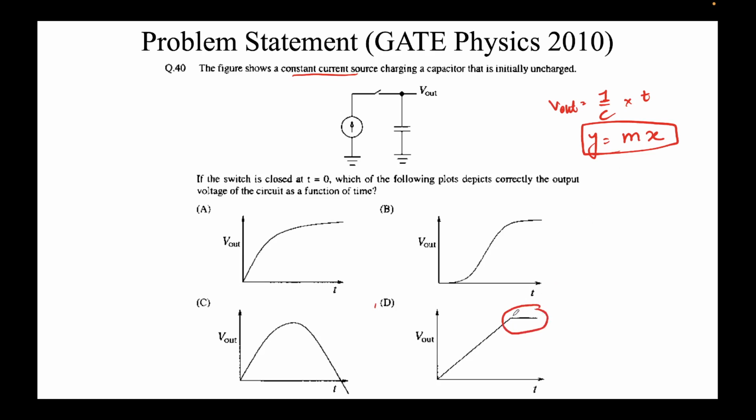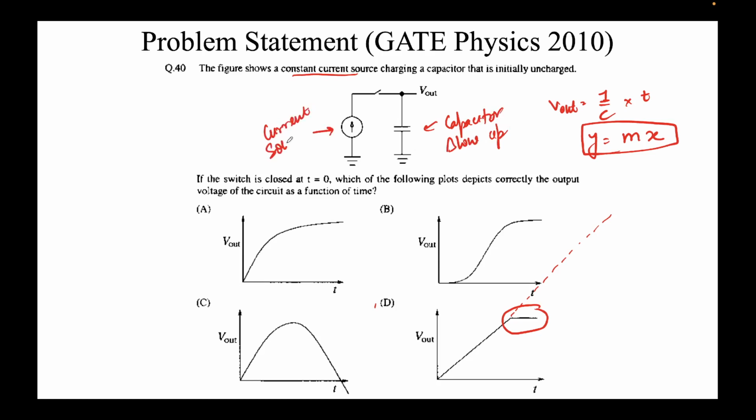Y equal to mx extends to infinity. It should actually go on like this, but in practical scenarios there cannot be infinite currents, infinite charge buildup. What will happen is that if you increase it after a certain amount, either this capacitor will blow up, or maybe even before that, this is a current source, right?